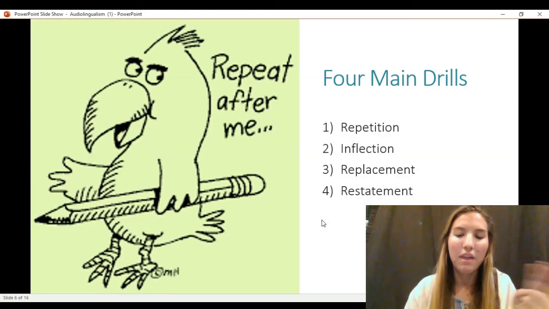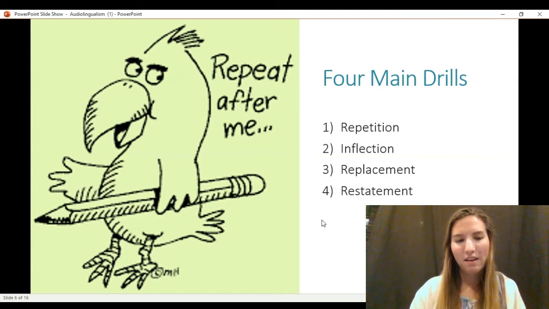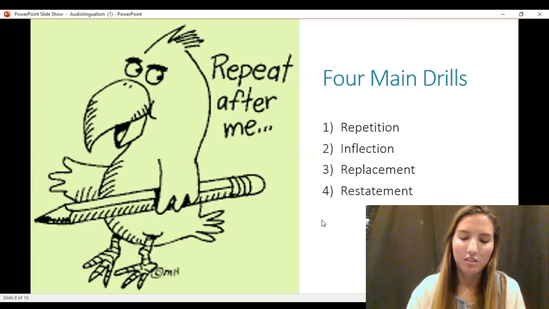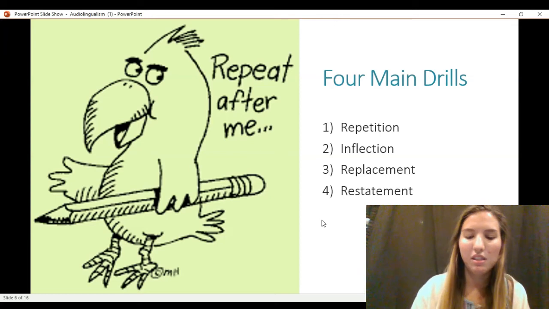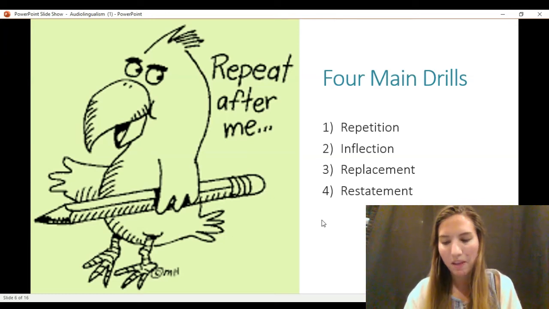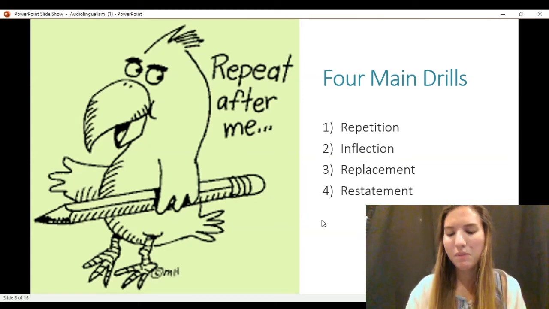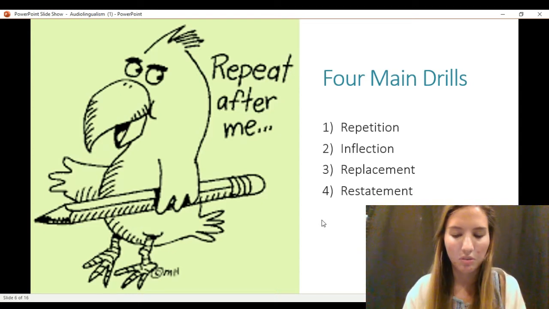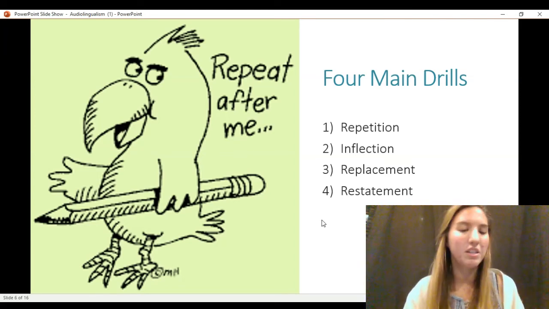This method has four main drills of pattern practices: repetition, inflection, replacement, and restatement. During the repetition drill, students are to repeat an utterance immediately after the teacher says it. In the inflection drill, teachers will tell the students to restate the previously stated utterance with a different inflection, thus changing a sentence from present to past. The replacement drill is simply replacing one of the words in an utterance with another word in the same lexical category. And lastly, the restatement drill is where students simply rephrase the utterance.